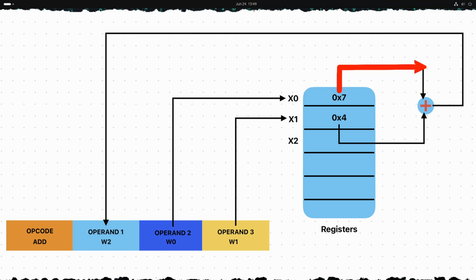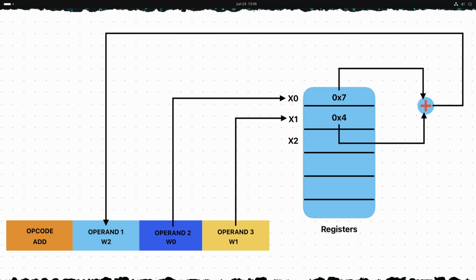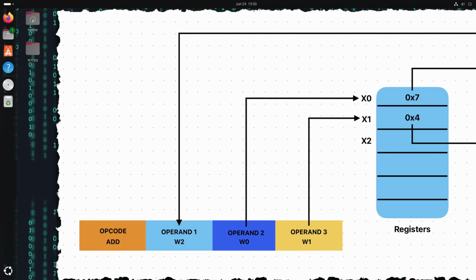So the addition of 7 and 4 is going to be 11, right? Now this result will then be stored back to the register pointed out by the first operand, which is W2. Okay, then this W2 register can be used directly by other instructions to access the result of the addition operation.